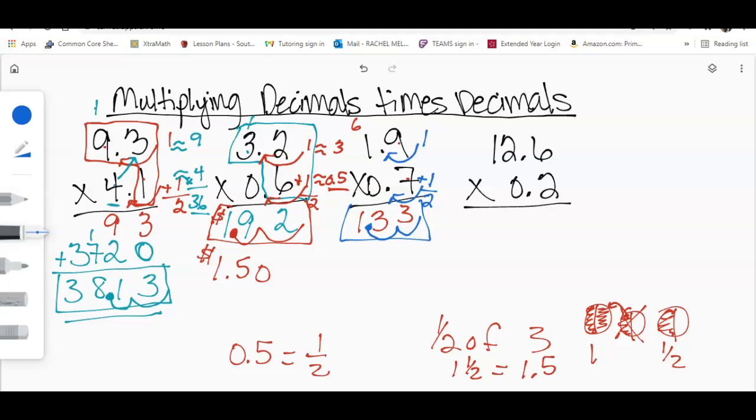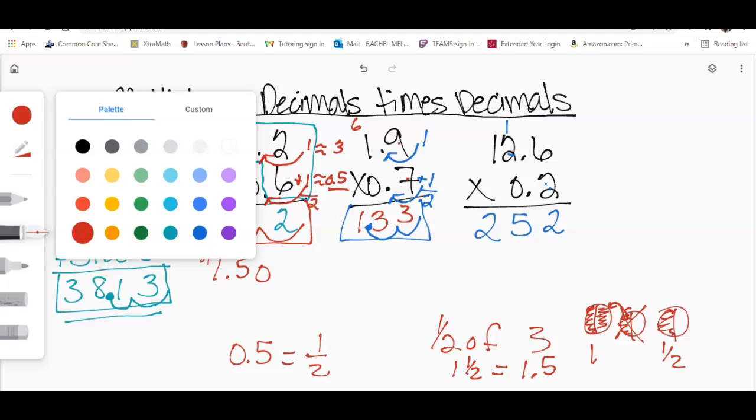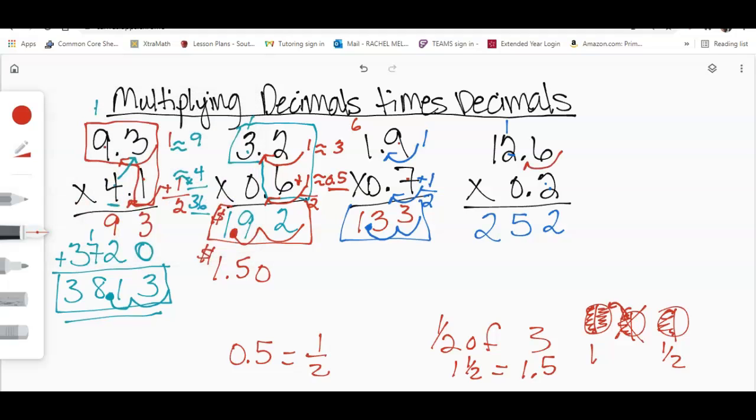And finally, I have this one. 2 times 6 is 12. 2 times 2 is 4, plus 1 is 5. 2 times 1 is 2. Find our decimal place now. This goes over 1. This goes over 1. 1 plus 1 is 2. 1, 2. So my answer is 2 and 52/100ths.